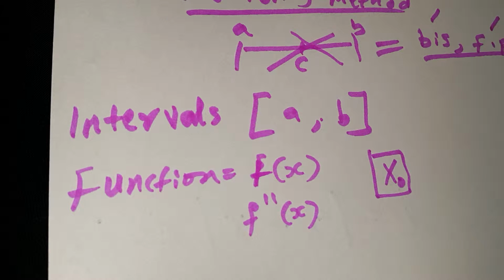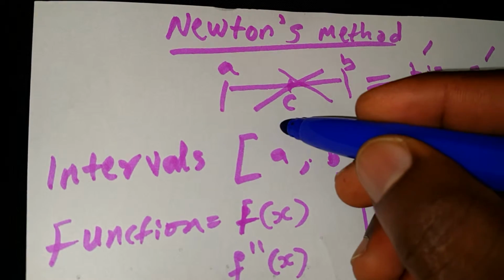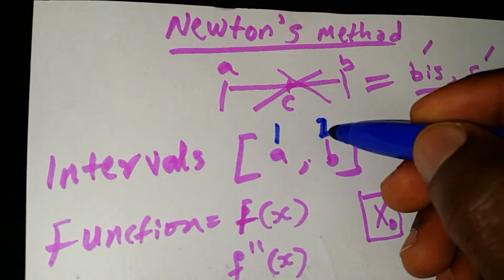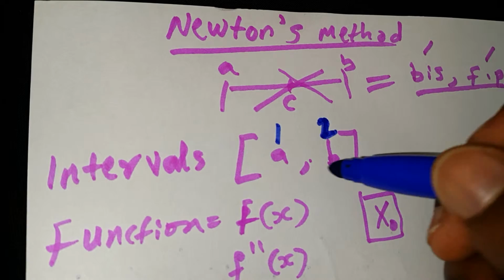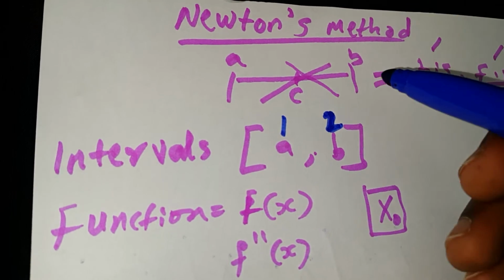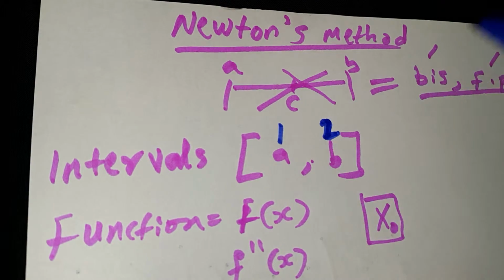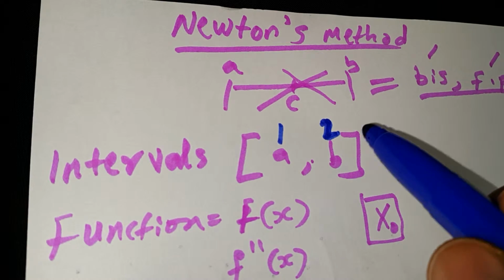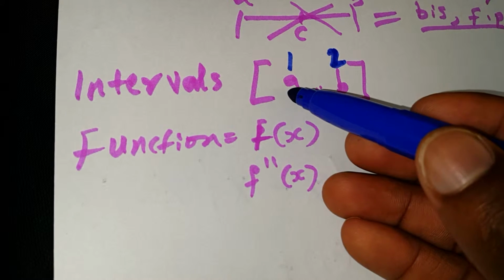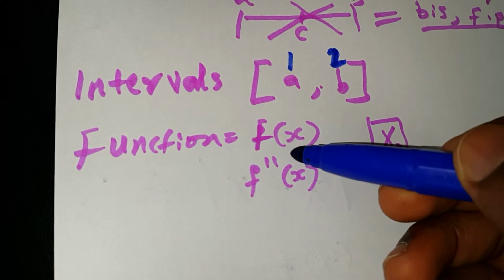Our x naught in this method must be either this or this. If this is 1 and this is 2, our x naught must be either 1 or 2. That is how you know your x naught in Newton's method. It must be A or B. We will take it from the intervals, but we are trying to find which it is. Is it A or is it B? Is it 1 or is it 2? That is what we are trying to find.